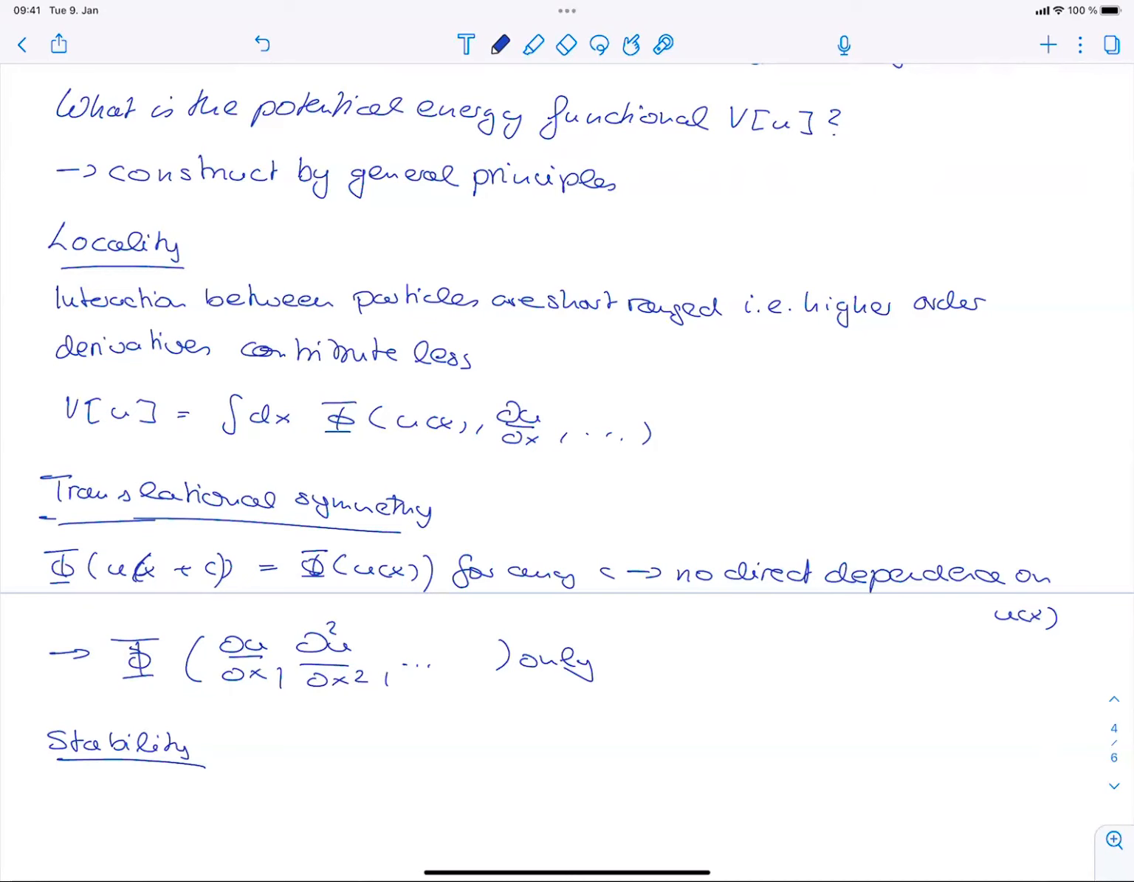But if we integrate, we can always change the variables from x to x plus c, and then the integral stays the same. No? Yeah.